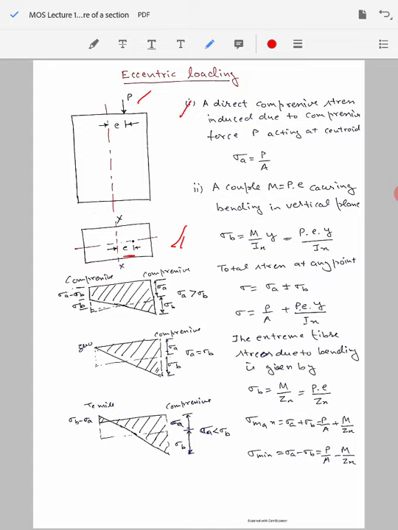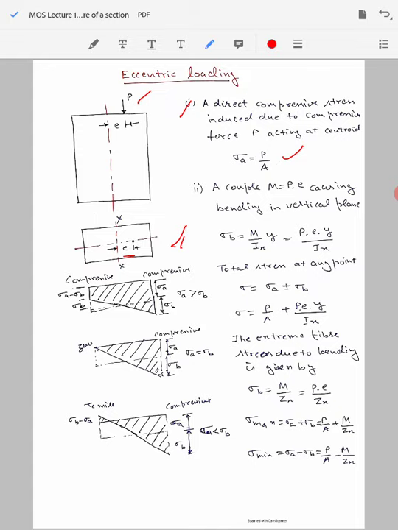Let's talk first about the axial stress effect. Because of this compressive load P, a direct compressive stress of magnitude P by A, where A is the area of cross section of this object, that is equal to sigma A, will be produced. So there will be a direct compressive stress of magnitude load divided by area, P by A, as if the load were acting at the centroidal axis.